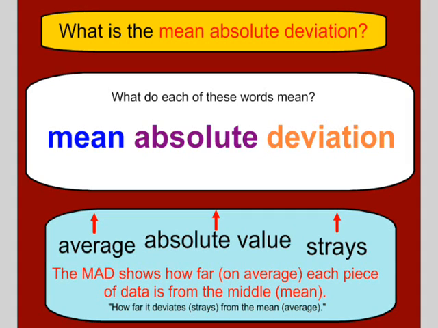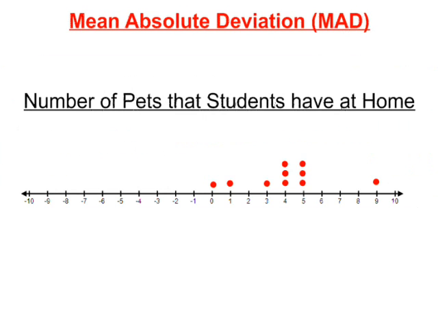The mean absolute deviation shows you how far on average each piece of data in your data set is from the middle. How far does each piece stray or deviate from the middle? Well, let's take a look at what that might look like. So here we have a dot plot, and this was a survey of 10 students, and they were asked how many pets they have at home. So remember, each dot represents one of the students.